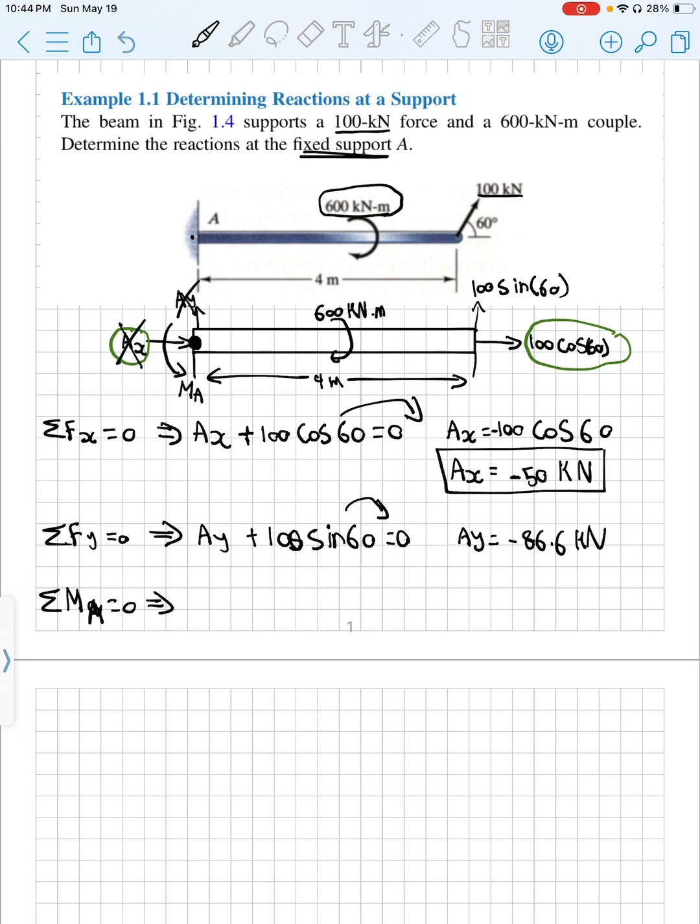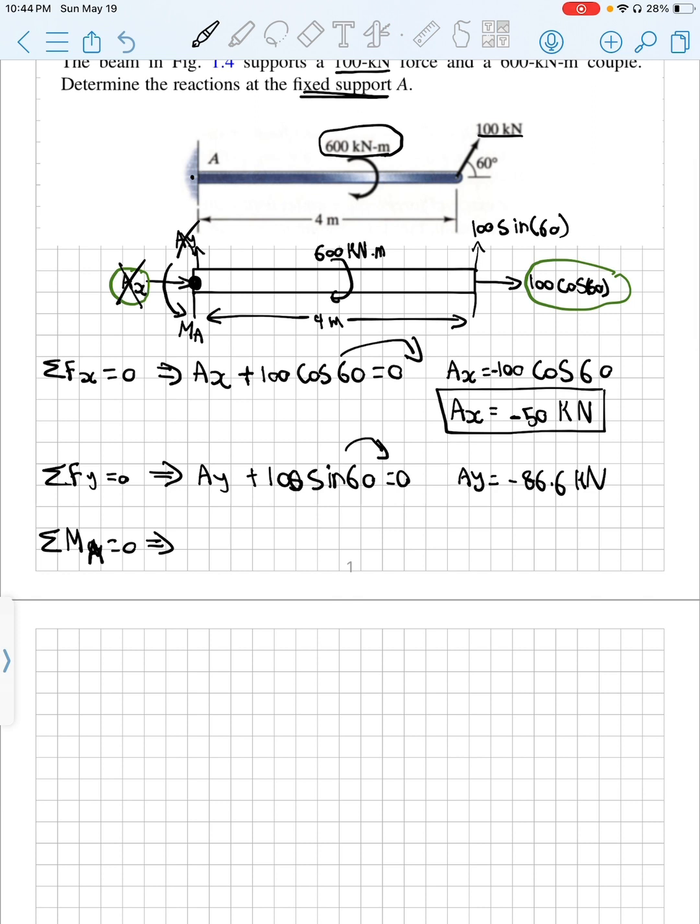Okay? So we have MA, which is anti-clockwise. That means it's positive MA. And we have here the moment, the 600 kilonewton meter, which is clockwise, so it's going to be negative 600. Okay, so for 100 cosine 60, we will not worry about it, because it's at the same line, the same x direction, so it's kind of like multiplied by 0 distance.